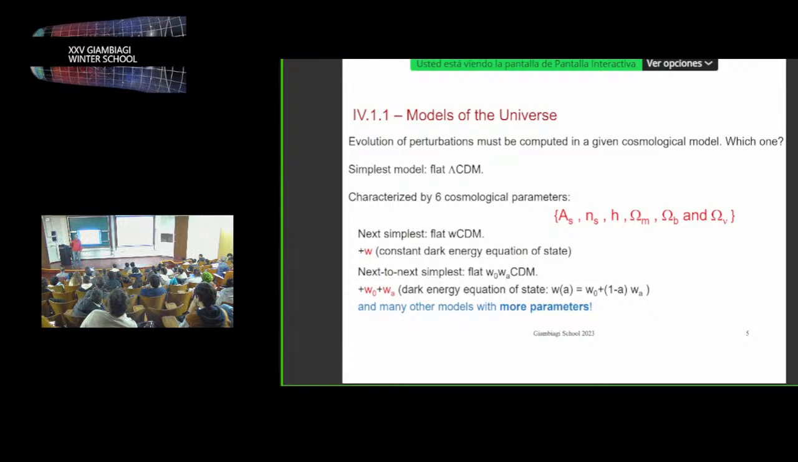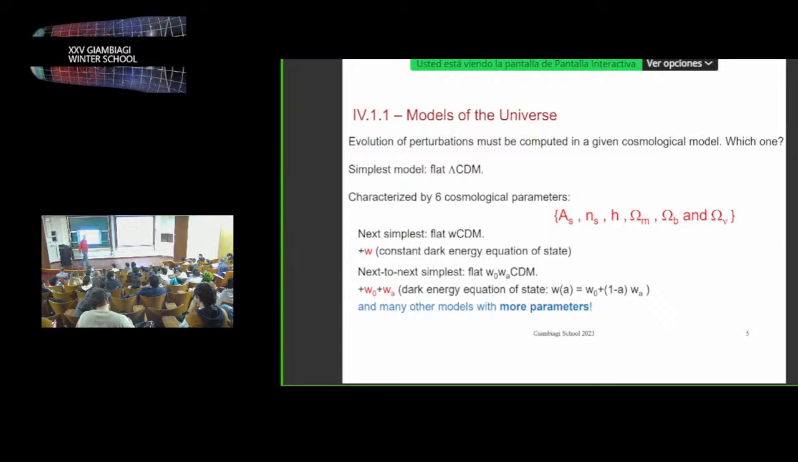Because in the end, what we need to do is to compare our data with theoretical predictions and estimate the parameters using some statistical technique called Markov chain Monte Carlo. So you have to have your parameters very well defined, and it has to be quick. Otherwise, these things take a long time to analyze.